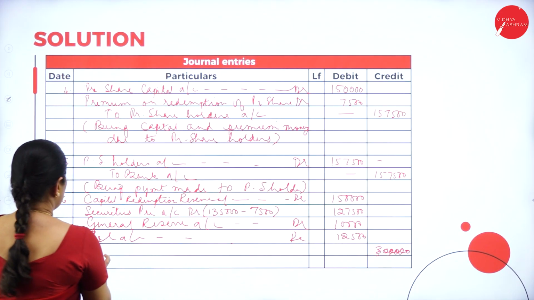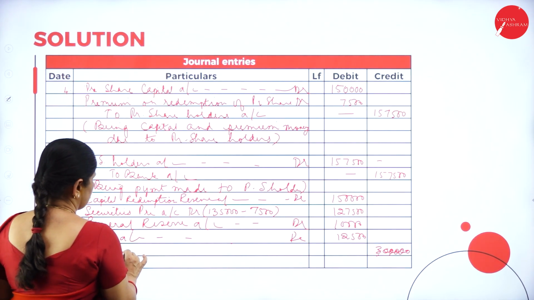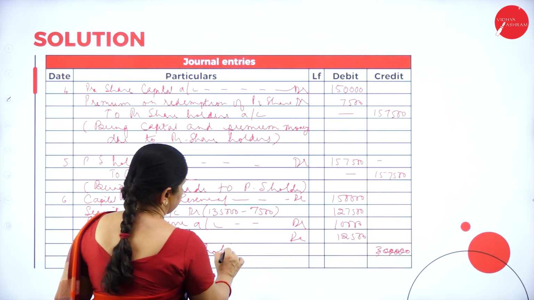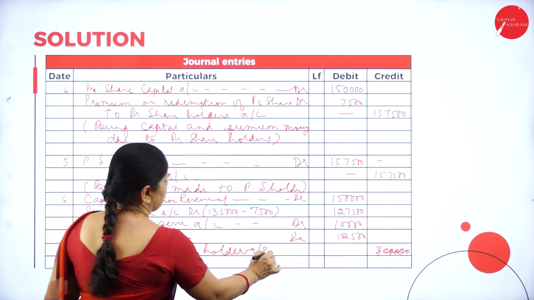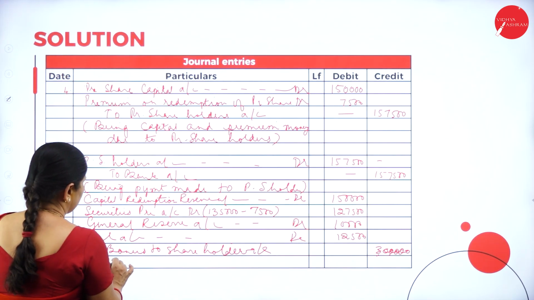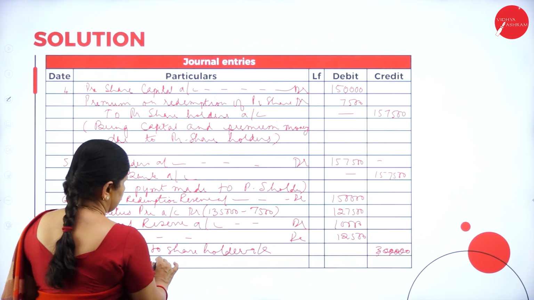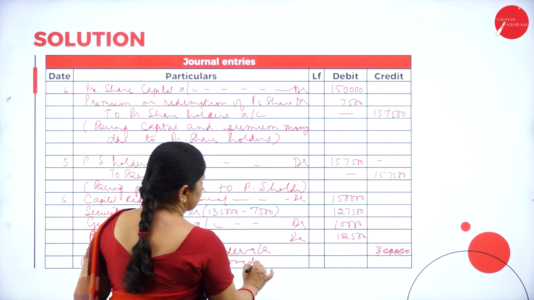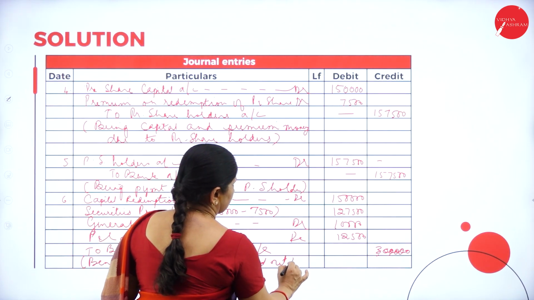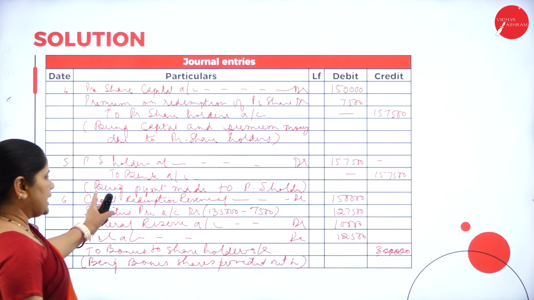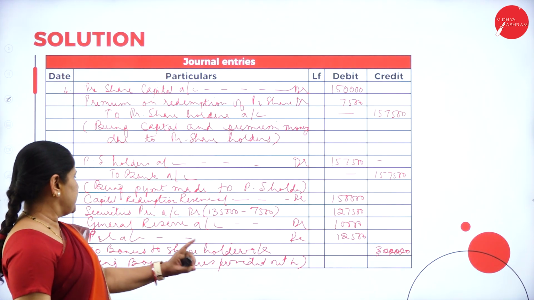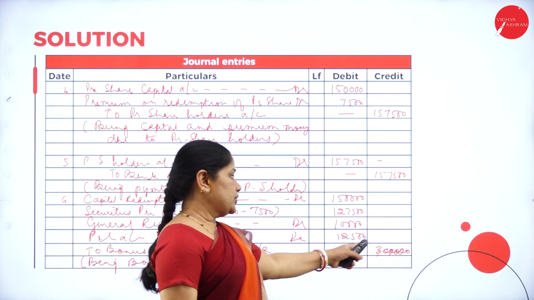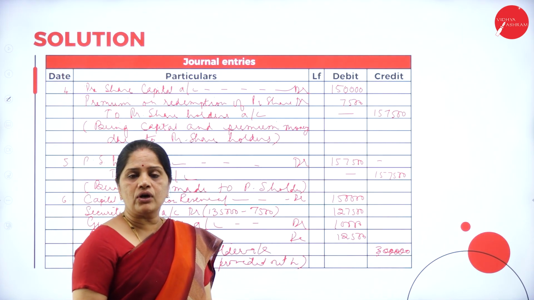So to bonus to shareholders account, being bonus shares provided out of reserves. So we have used capital redemption reserve account, securities premium account, general reserve account, and profit and loss account 12,500, to issue bonus shares of value 3 lakhs.